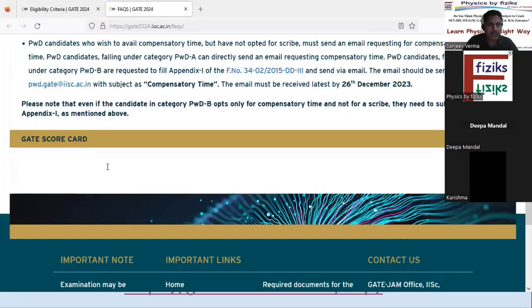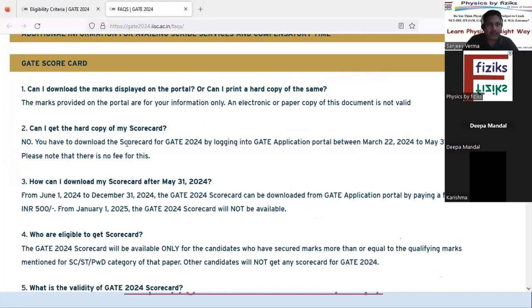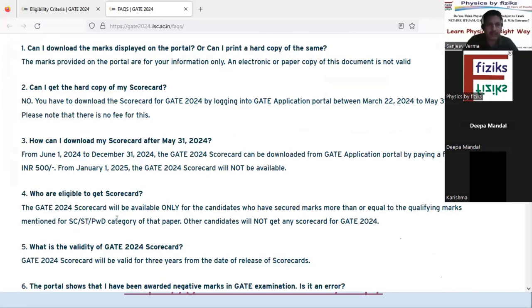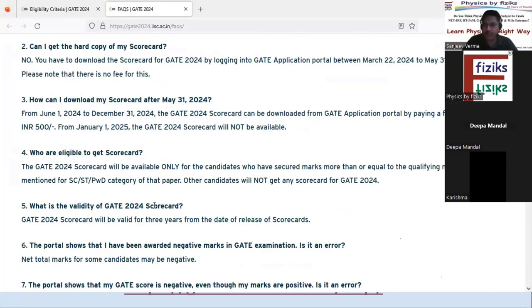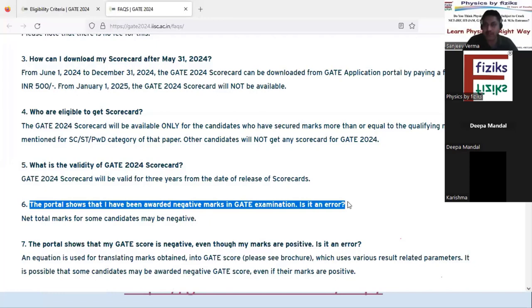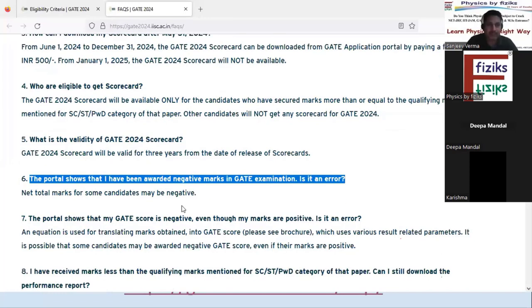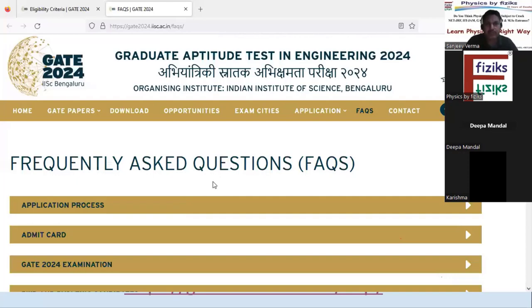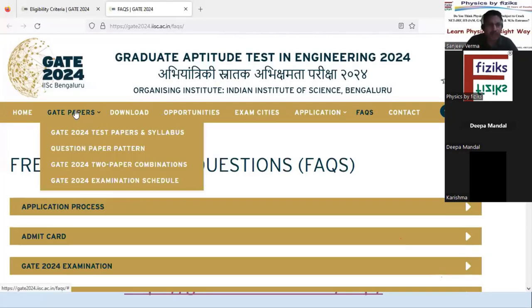Then is the GATE scorecard. What is the validity of the GATE scorecard? I have already mentioned in one of my slides, it is valid for 3 years. This is a very important question: if you have negative marks, yes, you can have total negative marks also. You can go through all these question papers, and one student was asking me about the syllabus and question paper pattern.